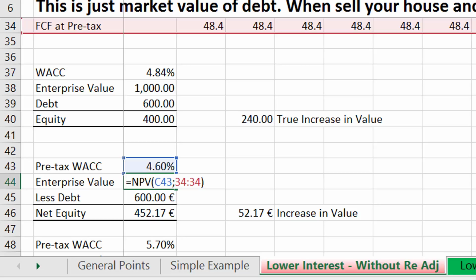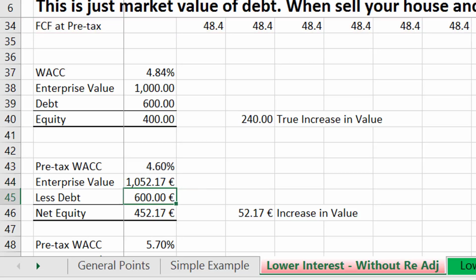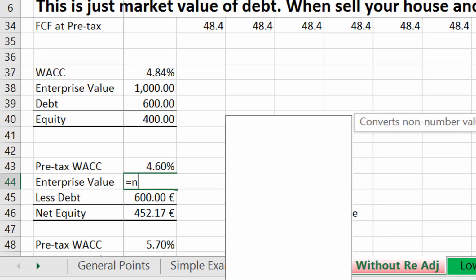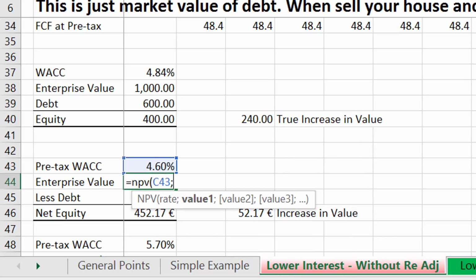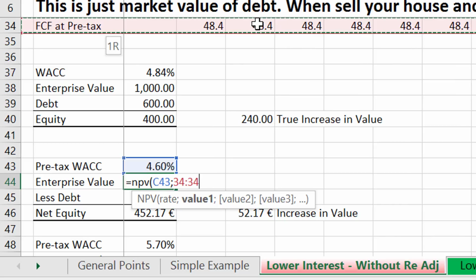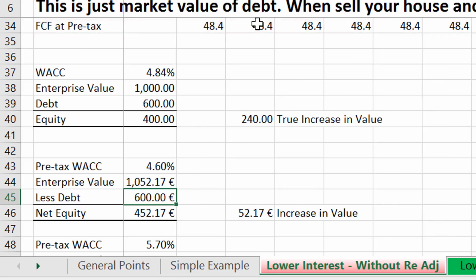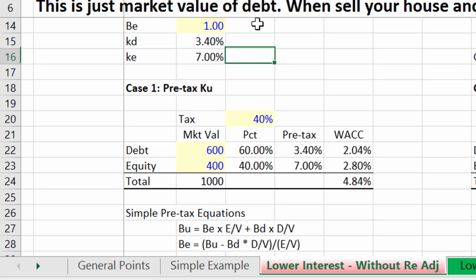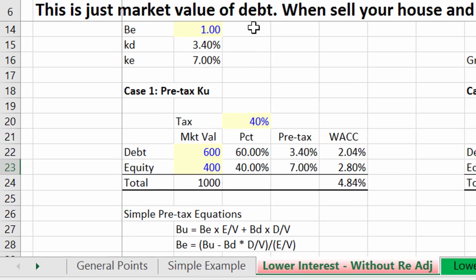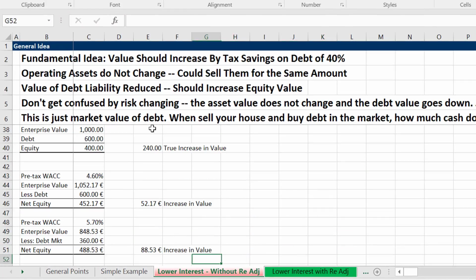Now, if you're lazy like me, if you don't have any numbers, you can just take the whole line. Let's just do this. You put equal NPV and go up to this one, and then just click on the whole line, or click on one thing and then press shift spacebar, excuse me. And then we can subtract the amount of debt we had in this capital structure over here, and then we get the equity value. And the equity value, it does go up, but it only goes up by 52.